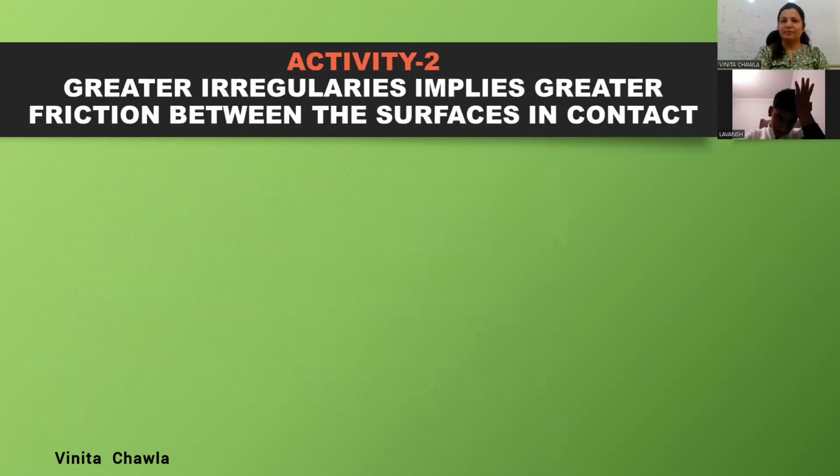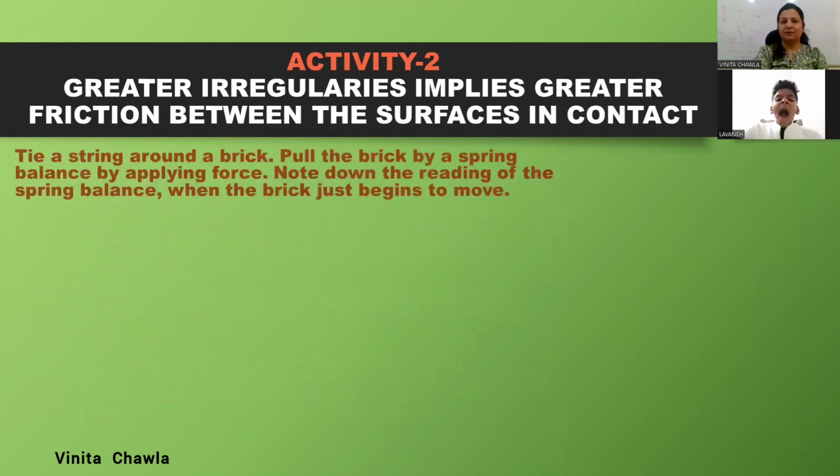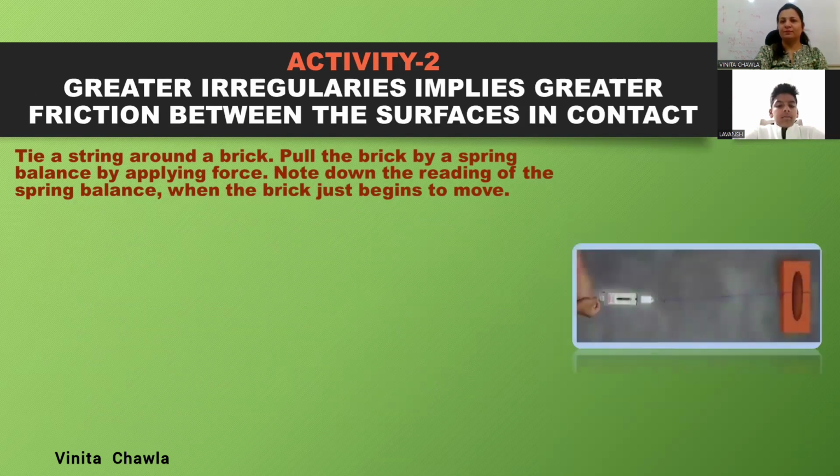Now we have another activity. Greater irregularities imply greater friction between the surfaces in contact. Tie a string around a brick. Pull the brick with a spring balance by applying force. Note down the reading of the spring balance when the brick just begins to move. So we have a spring balance here, and you can see this red brick, and this spring balance is attached to this red brick by a string.